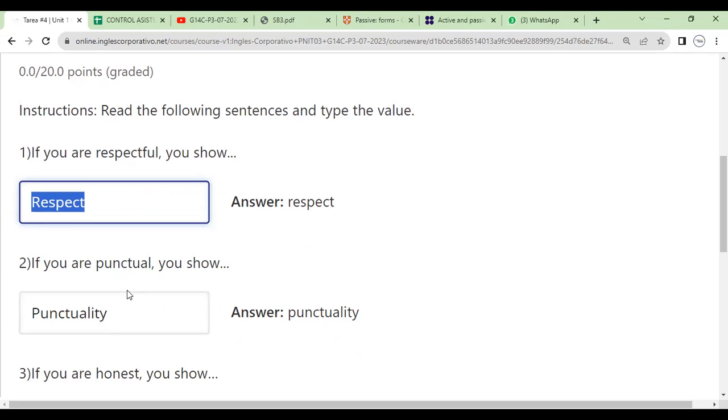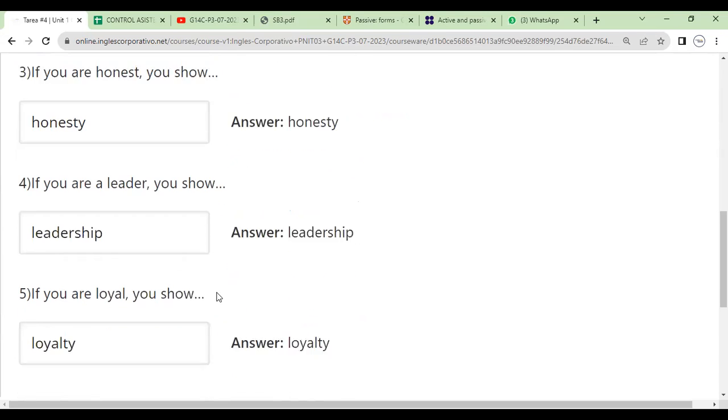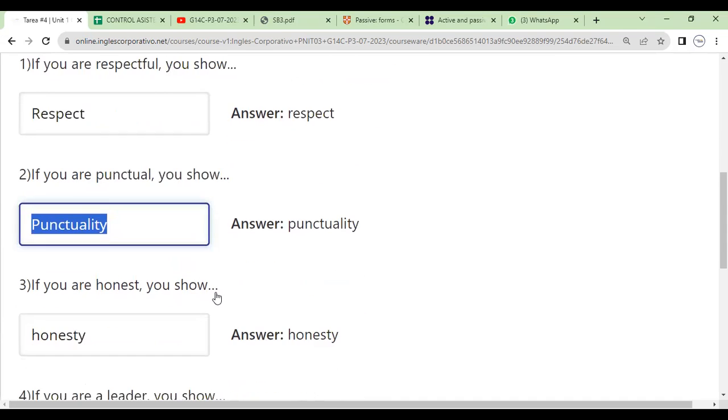What do you think about punctuality? Are you punctual, people? Do you get to work on time most of the time? Yes, no. And why do you consider punctuality can make the difference in a job? Anybody in the group, time to speak, because we're gonna talk about punctuality, honesty, leadership, loyalty, no more than that, right? So we need to talk a little bit. What do you think about punctuality?